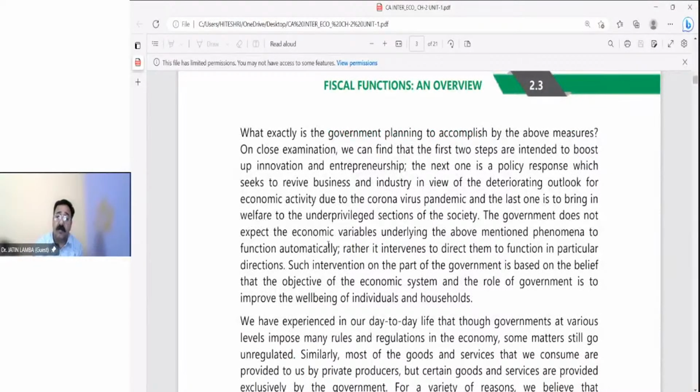What exactly is government planning to? तो ये जो आपने 5 points पढ़े ऊपर न्यूज की headlines, what is the government planning to achieve here? On close examination, अगर हम इसको बहुत बारीकी से closely observe करें, we can find that the first 2 steps are intended to boost innovation and entrepreneurship. Next one is policy response seeking to revive business, so that the businesses which got the setback due to the COVID-19 situation come back to the track. The government does not expect the economic variables underlying the above mentioned phenomena to function automatically, right?